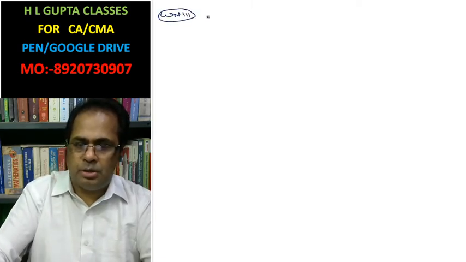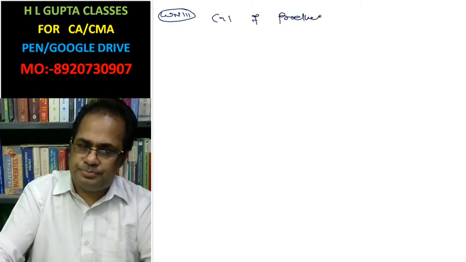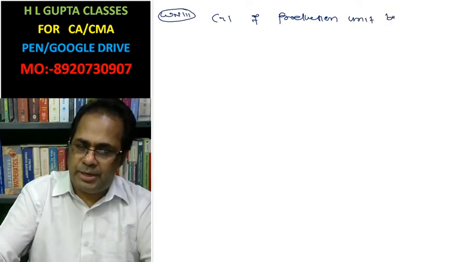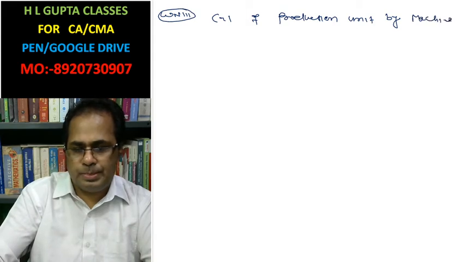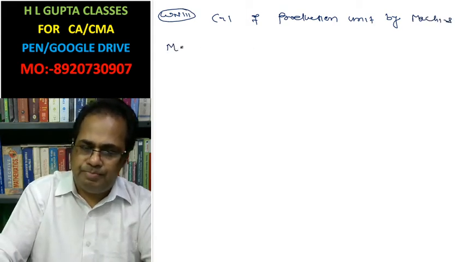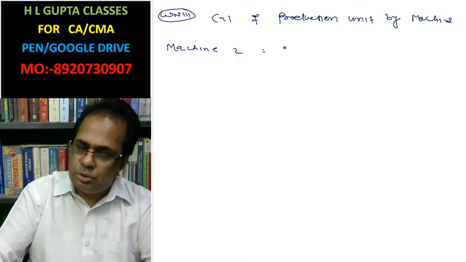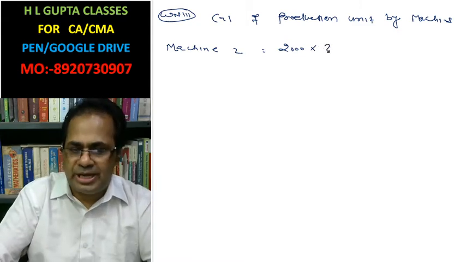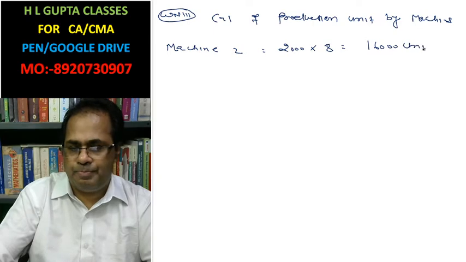Working note 3, calculation of production units by machines. Machine Z works 2,000 hours. Per hour machine Z produces 8 units, that equals 16,000 units.